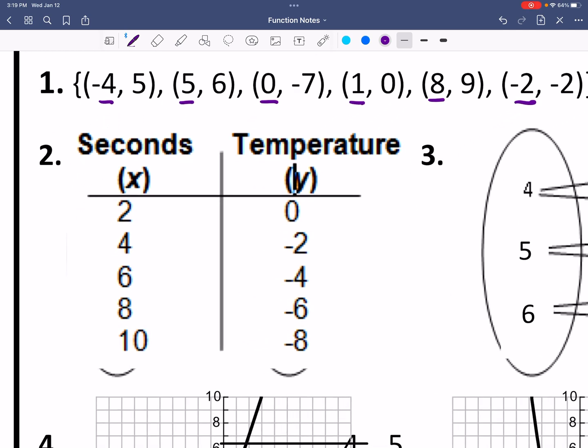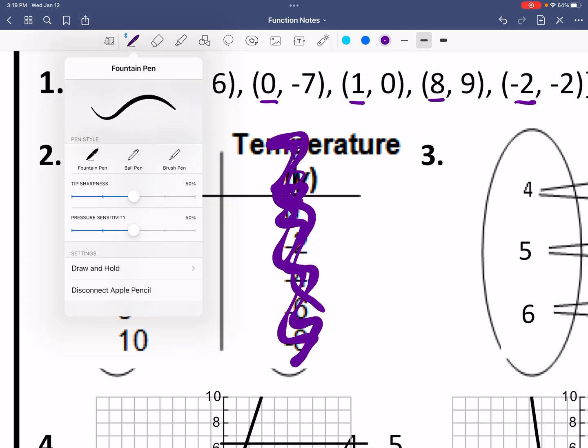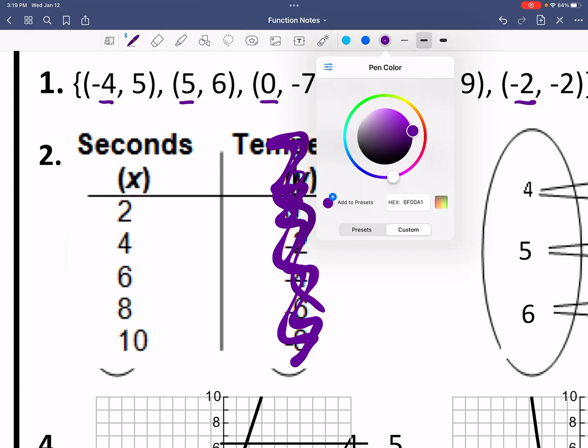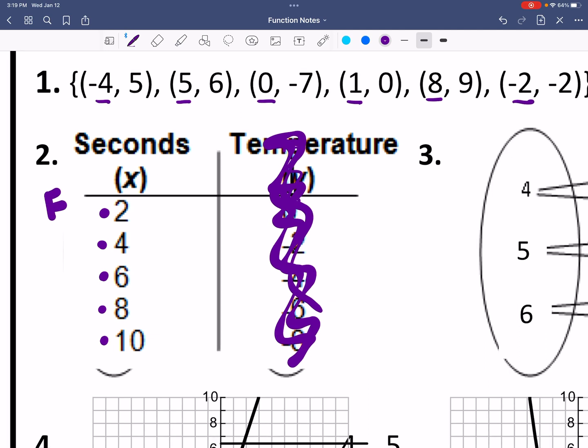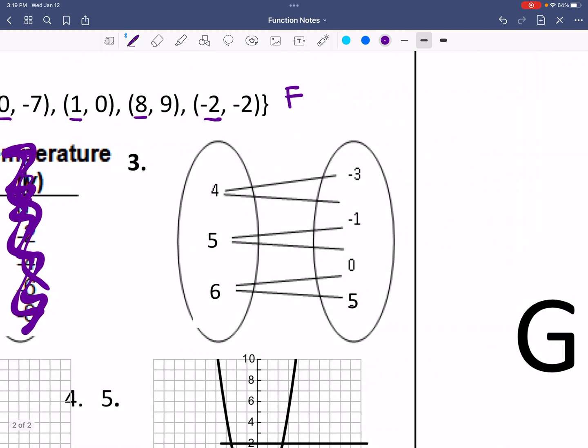Looking at number 2, I'm trying to determine if the table is a function. Remember, we're only concerned with the x values. I do not care about the y values. You can go ahead and cross that side out, and we're going to look at our x values. So here I have 2, 4, 6, 8, and 10. Here we see that all of our x values are different, so this lets us know that this is a function. Okay, let's look at number 3.